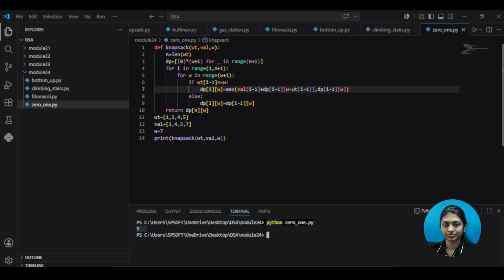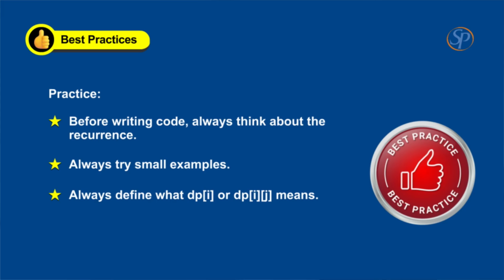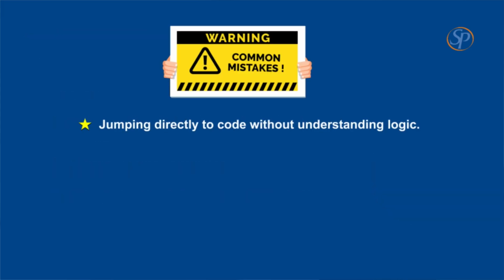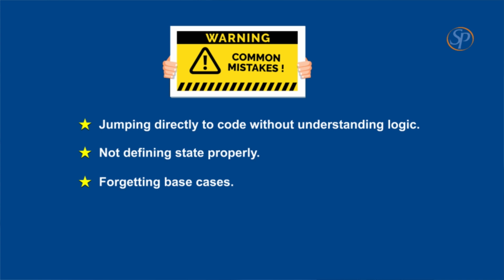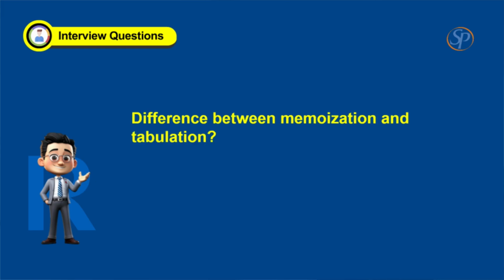Code part ends here. Best practices. Before writing code, always think about the recurrence. Always try small examples. Always define what dp of i or dp of i and j means. Common mistakes: jumping directly to code without understanding logic, not defining state properly, forgetting base cases. Interview questions: What is dynamic programming in your own words? When do we use dynamic programming? Difference between memoization and tabulation.